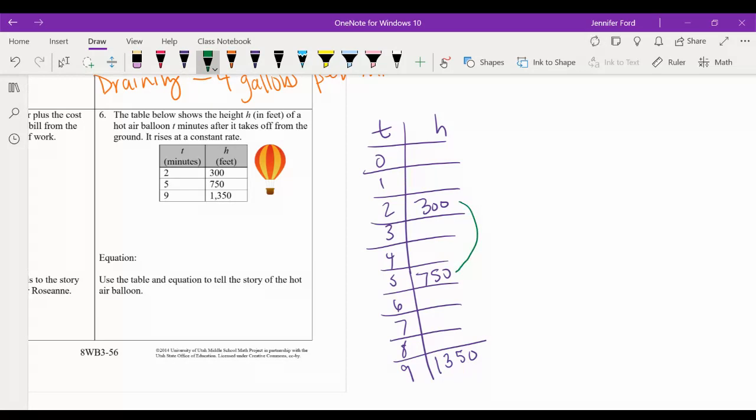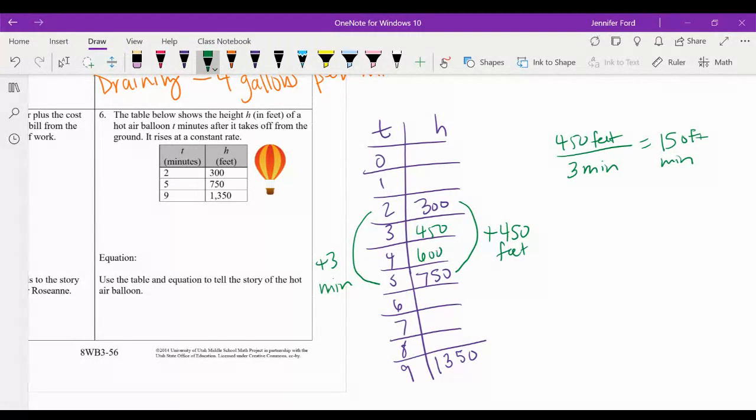So from 300 to 750, that goes up 450 feet. And that goes up 450 feet in 3 minutes, since 2 plus 3 is 5. That means it goes up 150 feet per minute. So 300, 450, 600, 750. I could keep going, but I don't want to do that mental math. Going backwards, 300 minus 150 is 150. 150 minus 150 is 0.